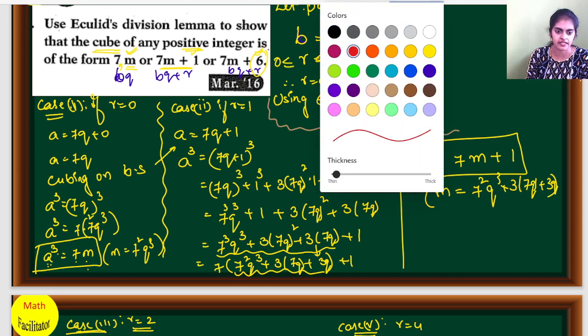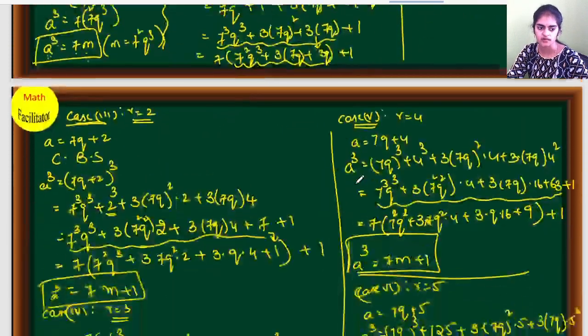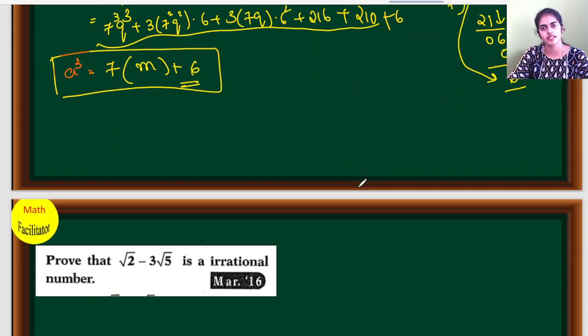So let me write it here. Therefore, from here you will write, therefore the cube of any positive integer is of the form this. Okay, from the question itself you will write. So this is a very important question. Same model question, they will ask you changing the numbers.